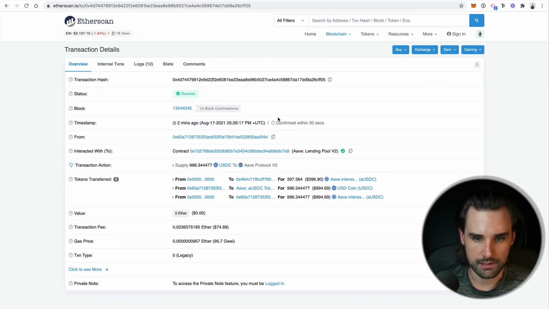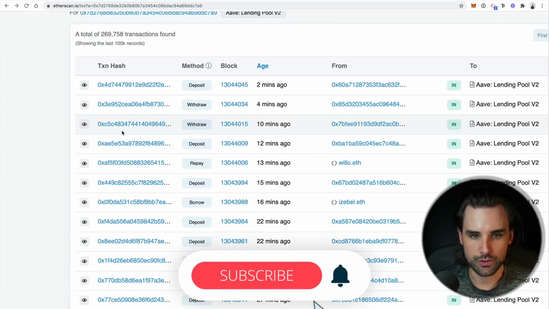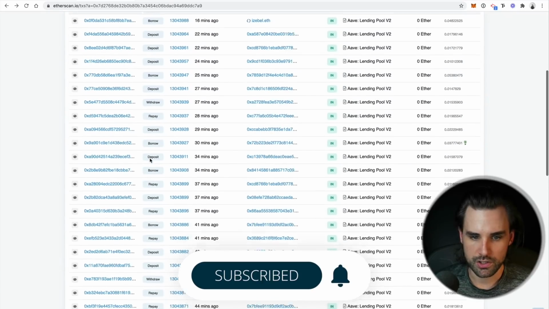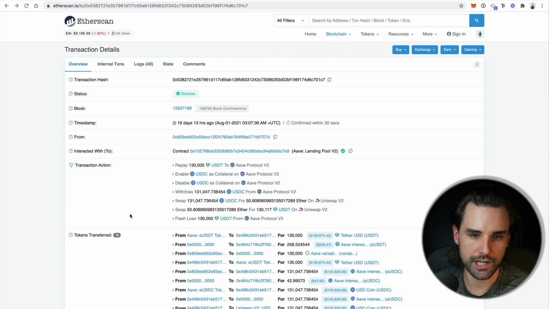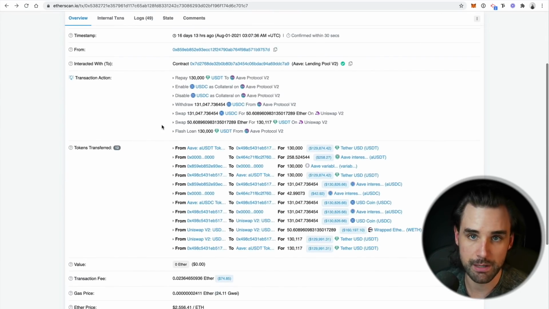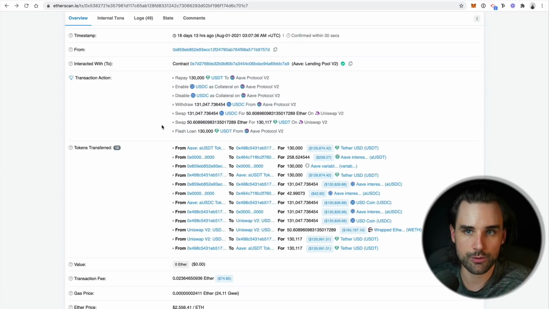You can click on these and see, okay, this is just a simple deposit into Aave or a simple withdrawal like you might do through the user interface. But you can scroll down through here and eventually you can find transactions that are actual flash loans. You can see one here. I just pulled this up randomly. Let's just step through it and see how you determine what's happening here.